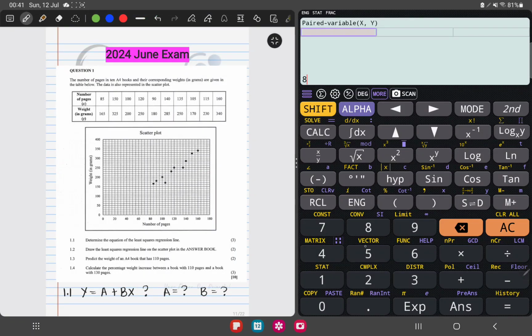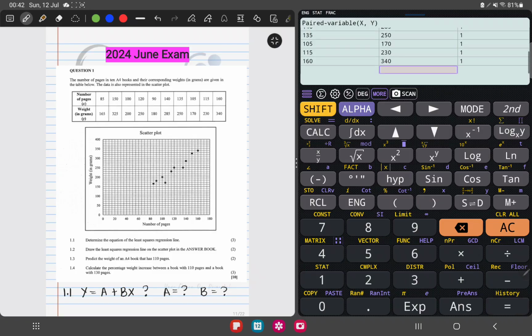At the top on X, if you look carefully, we have 85, then we have 150, then 100, then 120, then 90, then 140, then 135, and then we have 105, then 115, then 160. Next, which is our Y, we have 165, 325, 200, 250, 180, 285, 250, 170, then 230, and then 340. Okay, that's the last one.